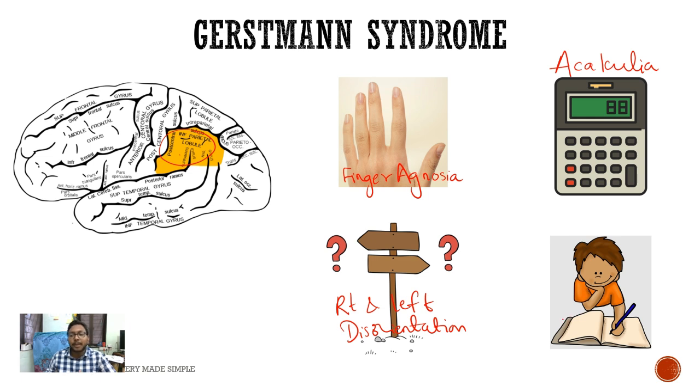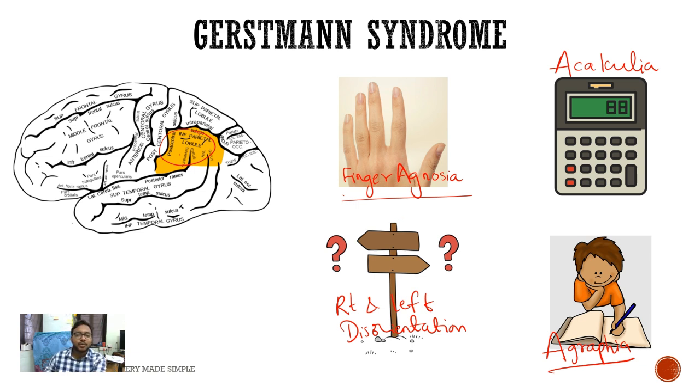Also, the patient will not be able to write properly. He'll not be able to write spontaneously. What is this called? Agraphia. Okay. So these are the four important features in case of Gerstmann syndrome. It is because of a tumor in which lobe? Parietal lobe. Where exactly? Usually in the dominant hemisphere.